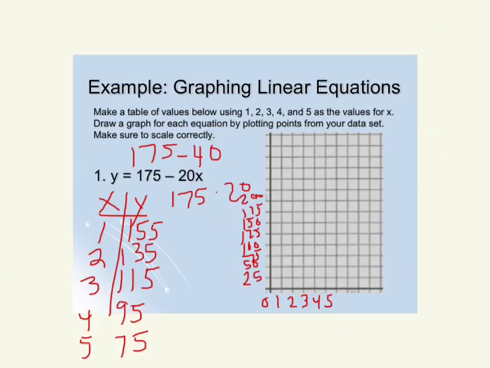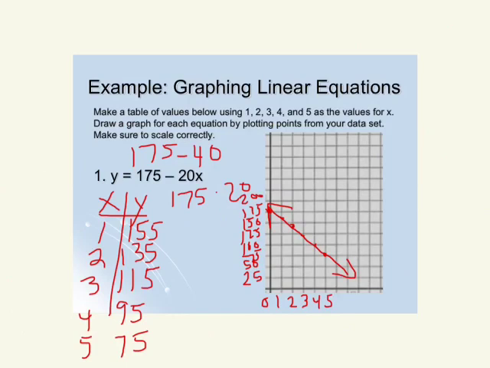When I plug 0 in, I'd have 175. Plug 1 in, I said I'd have 155, so that's going to be a little bit up there. 2, I get 135. And again, notice how I'm just placing them where I think they should go. 3, I have 115. 4 would be 95. And 5 would be 75. And you notice this forms a straight line.